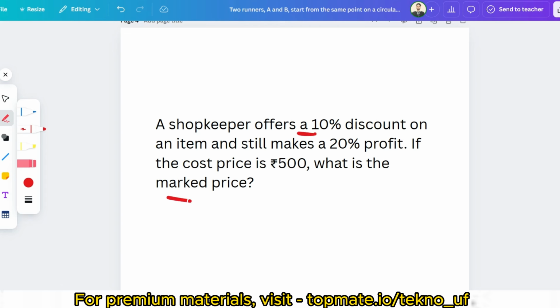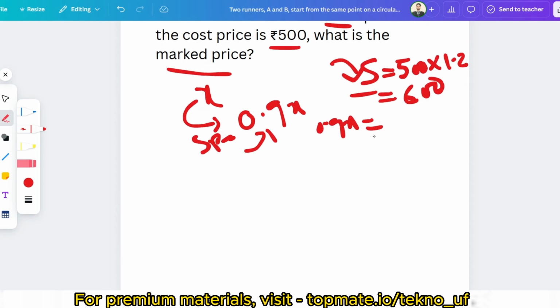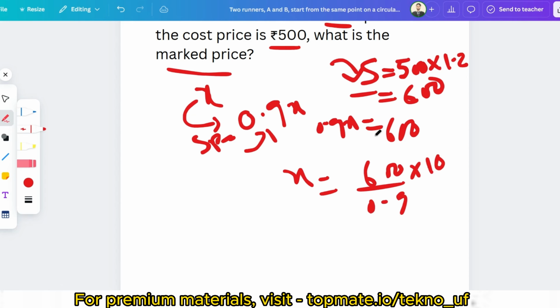Now if the marked price is X and he sells it at a 10% discount, then the selling price will be equal to 0.9x. This is the selling price, and this is also the selling price, so let me equate those. So 0.9x is equal to 600. Now just calculate the value of x: 600 by 0.9. Calculate this, guys, and you will get the answer. I hope your answer will be the same. I have not got the result, but this is the way of the solution.